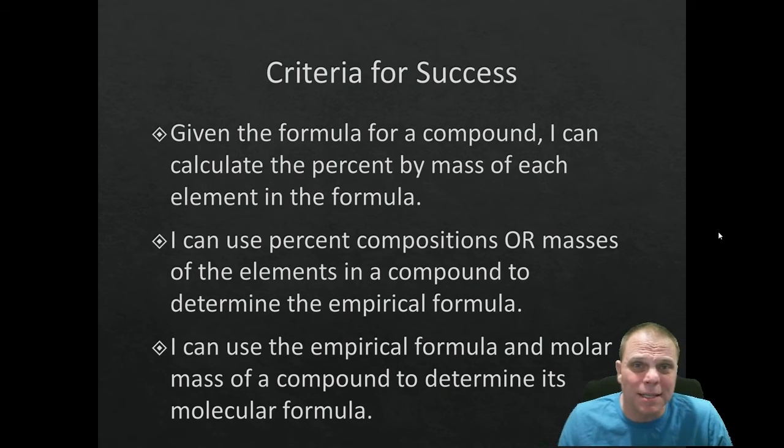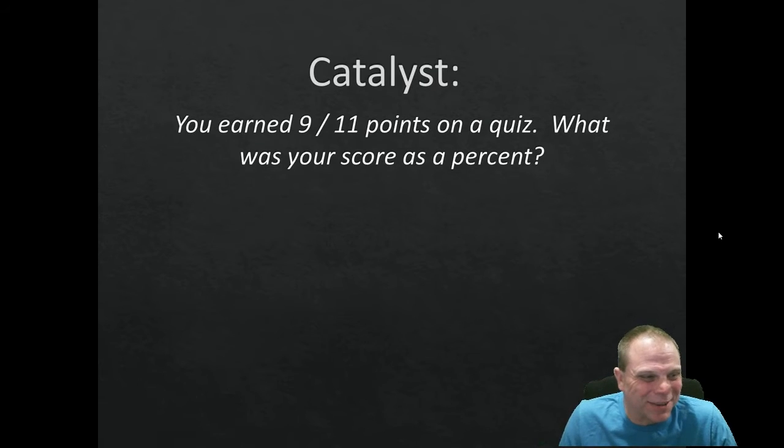So by the time we're done today, given the formula for a compound, you should be able to calculate the percent by mass of each element in the formula, and you'll be able to use the percent compositions or the masses of elements in a compound to determine the empirical formula. And then you'll be able to use the empirical formula and the molar masses of compounds to determine the molecular formulas. All right, so let's go ahead and get started here.